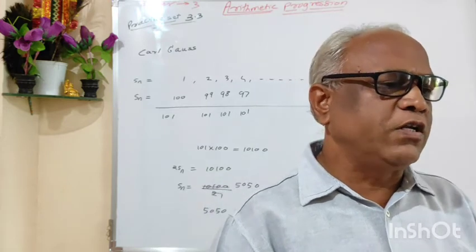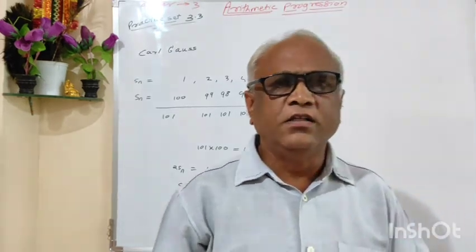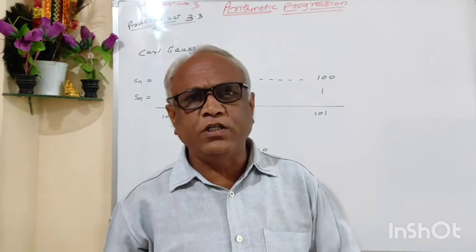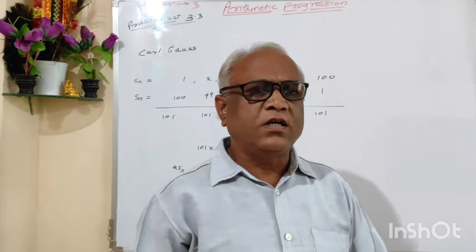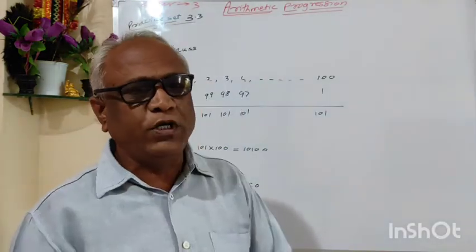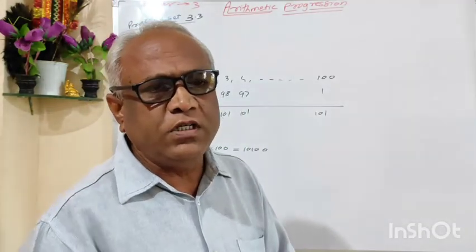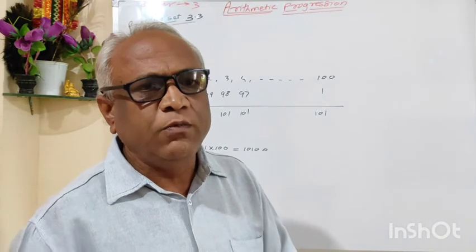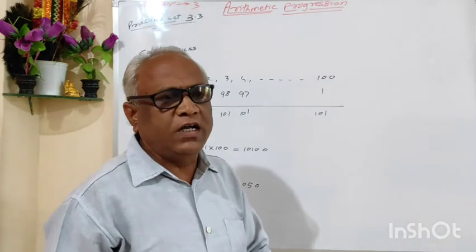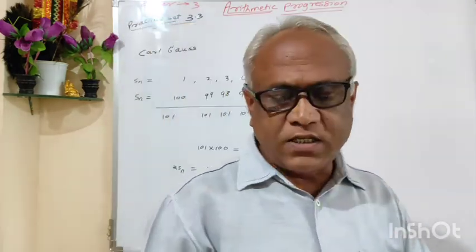Now we are going to start the standard 10th, chapter number 3, that is Maths 1, arithmetic progression. From this arithmetic progression, we have studied the practice set 3.1, 3.2. Now we are going to see the practice set 3.3. Before going to see the practice set 3.3, we will see how the formula has been derived.